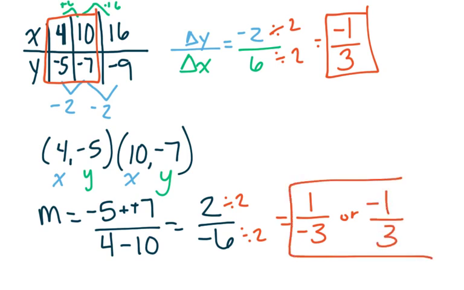Either one is correct. That's how you find slope from a table and from 2 points. If you need to, go back and re-watch. Otherwise, practice.